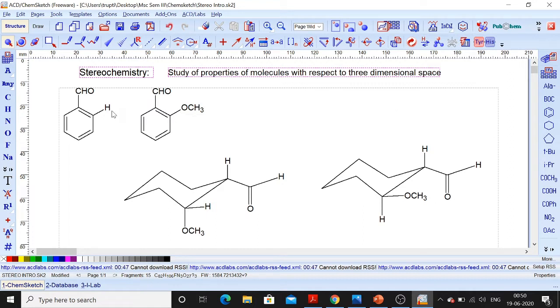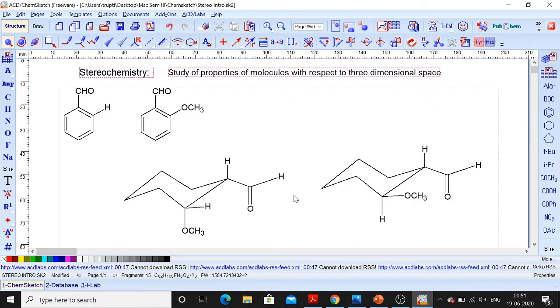These two groups give us different effects, and these are called electronic effects. You can talk in terms of resonance, or in terms of the inductive effect. So here, the difference in the reactivity of these two molecules is because the electronic effects are different, because we have two different substituents. So this difference in reactivity or property is because of the electronic difference.